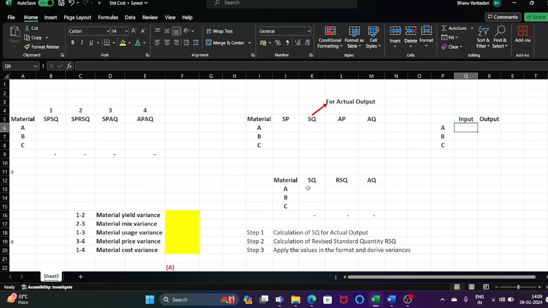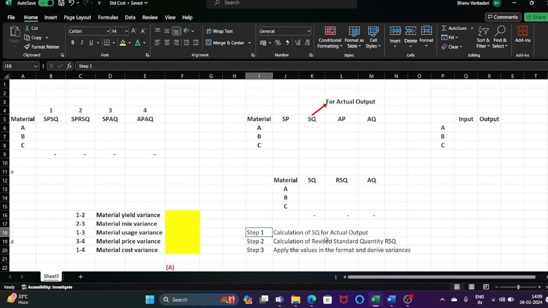After this, in the same way, standard quantity takes the same values, actual quantity takes the same values. RSQ, this is a new one. How will you calculate RSQ? RSQ will be calculated based on the proportion of standard quantity into total actual quantity, meaning the actual quantity consumed will be apportioned in the ratio of standard quantity. That is your RSQ.